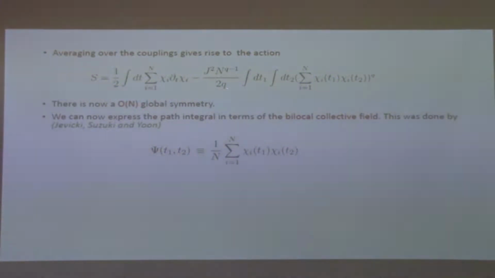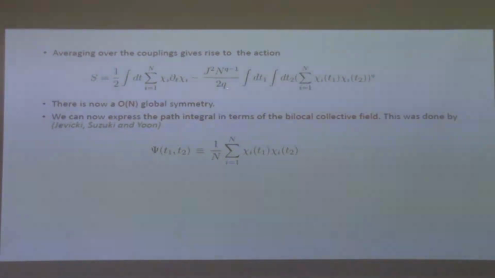What you get now is an action which I have written out here before, and in this action what you get is an interaction which is not local, it's actually bilocal. As you can see, there are two integrals over time. And I should pause for a moment and mention that I have written this out strictly in Euclidean signature.